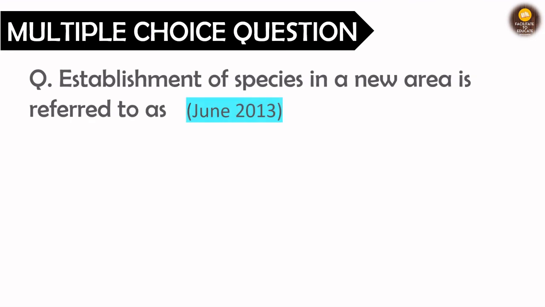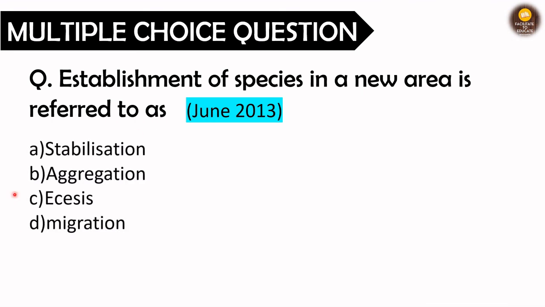The third MCQ question is, establishment of species in a new area is referred to as. Some species has been established in a new area. What is the term for that? So the options are stabilization, aggregation, ecesis, or migration. Now you know the answer, I guess. So the correct answer to this question is option C, ecesis. As I've already told you, it is part of invasion. It has three steps. First is migration, then ecesis and aggregation. It has also been asked in June 2013 question paper.